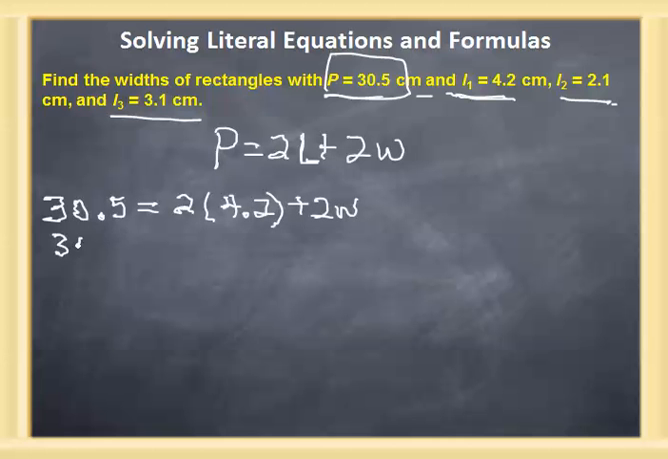Okay, so we get 30.5 equals, what, 8.2 plus 2W. Wow, you're like, that's a 2-step equation. I know how to do those. Those are easy peasy.